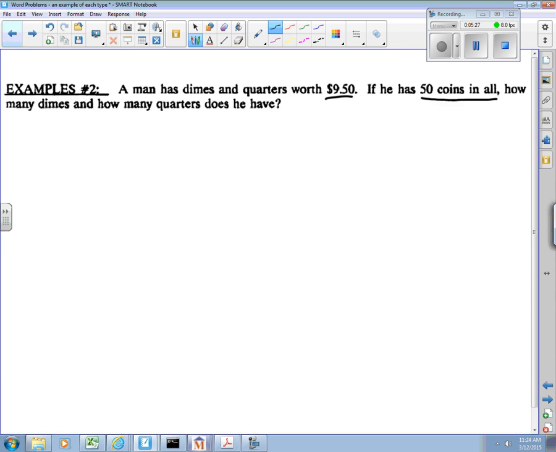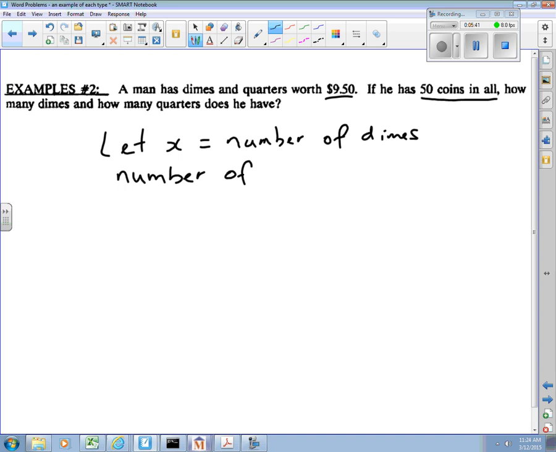So I have 50 coins in all. I'll let x equal dimes, or again, number of dimes. Okay? That means that the number of quarters, logically, has to equal 50 minus x.